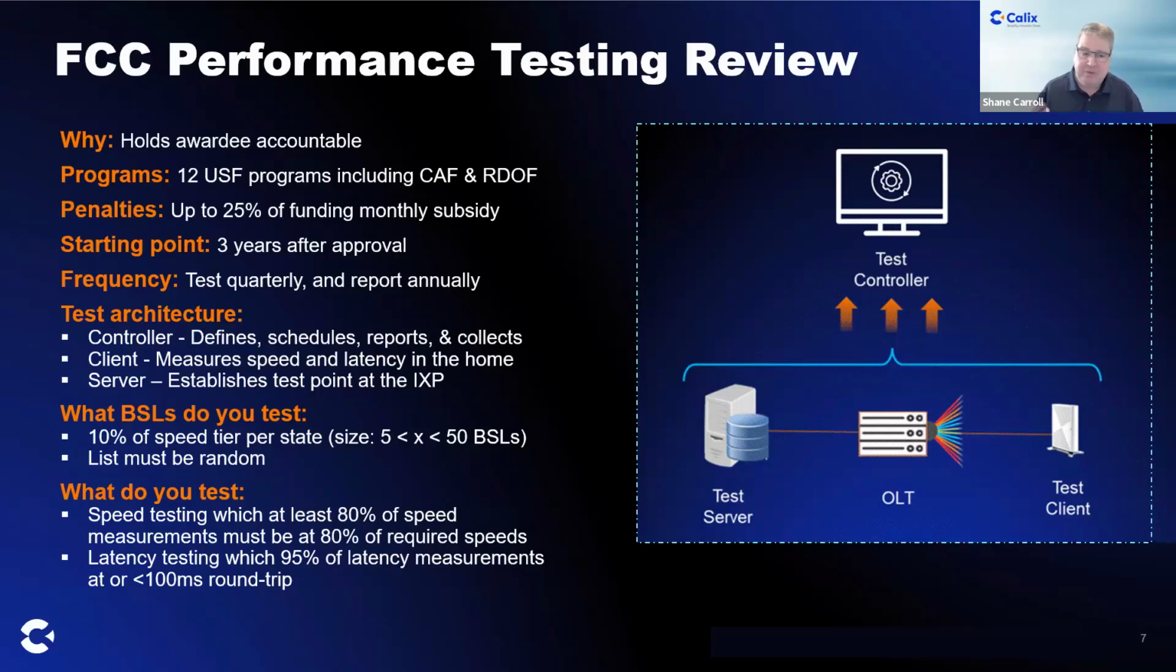So what did you test? We tested between 5 and 50 BSLs, which was 10% of your state with a max of 50. And we had to randomize it. And the randomization came from the portal, all the things that went with that. And then what it came down to at the end is you had to have at least 80% of the speed result measurements at least 80% of the time. That left room for things beyond your control, outages, upstream network issues, any of those kind of things. And then the latency testing, which was 95% of the latency measurements at or under 100 milliseconds, with things like skips available for some cross traffic that's in there.